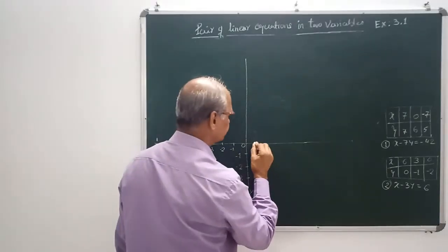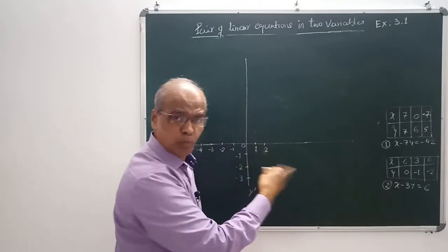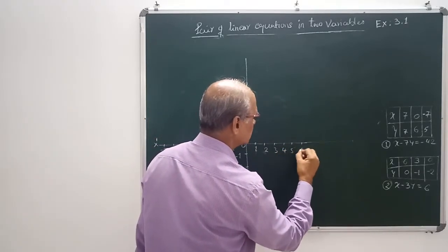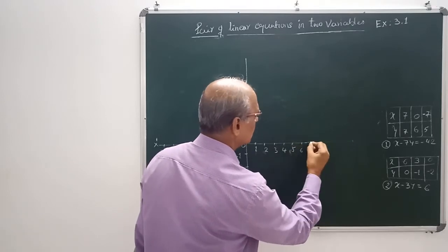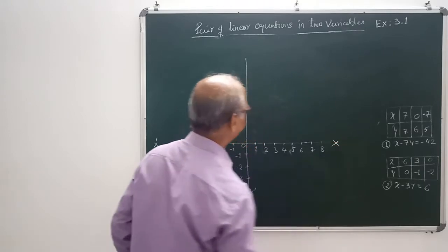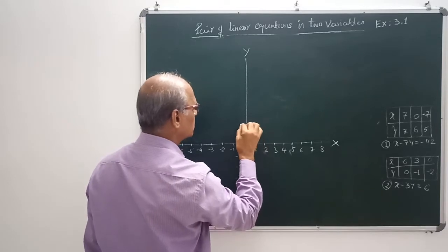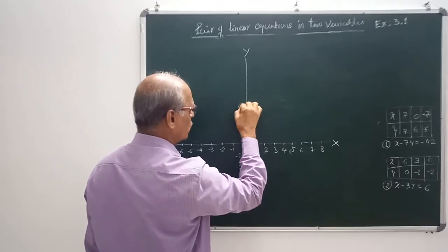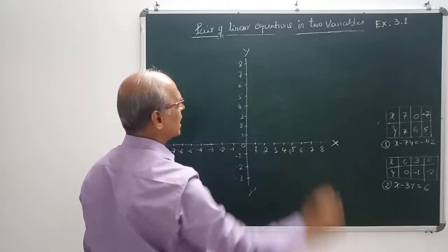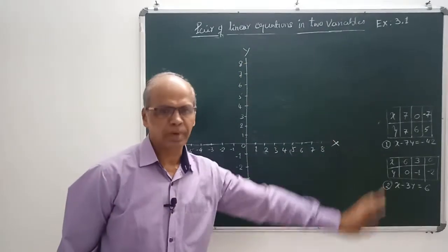Now here also 7. 1, 2, but these are positive values. 3, 4, 5, 6 and 7. One more is 8. Leave this. This is your x and this is your y. Here also positive value. 1, 2, 3, 4, 5, 6, 7 and one more is 8. Now you have to plot. Graph sheet is ready for plotting purpose, right?